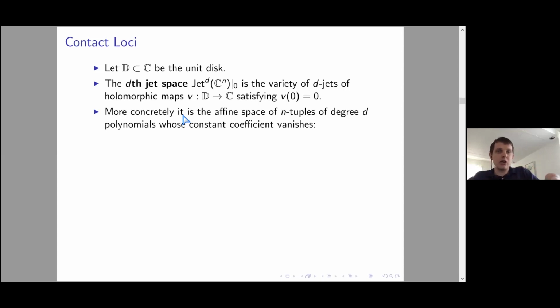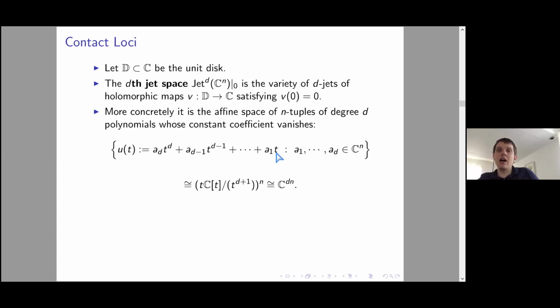You know, d-jets are locally described by degree d polynomials. And then even more concretely, it's this set. So it's the collection of polynomials u of t, whose coefficients are elements of Cn. And as you can see, there's no constant coefficient. It's divisible by t. Okay. So this is just an affine space. So as a variety, it's just some sort of affine space.